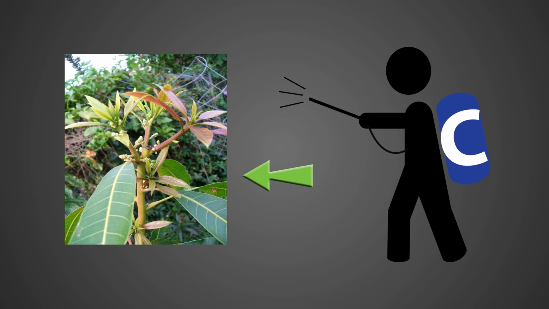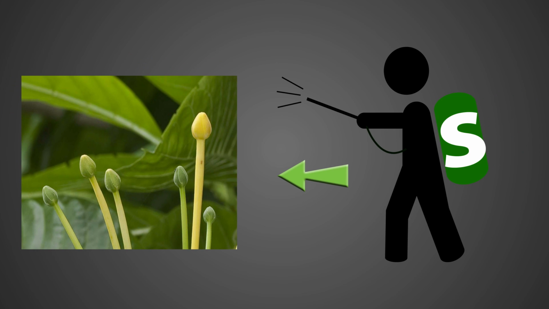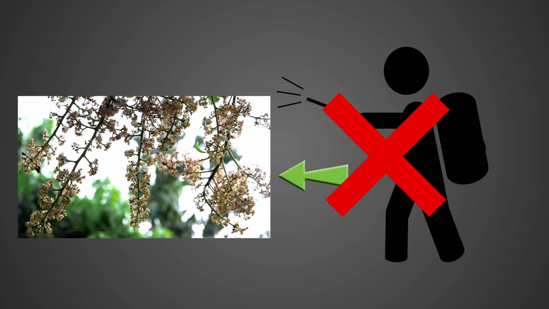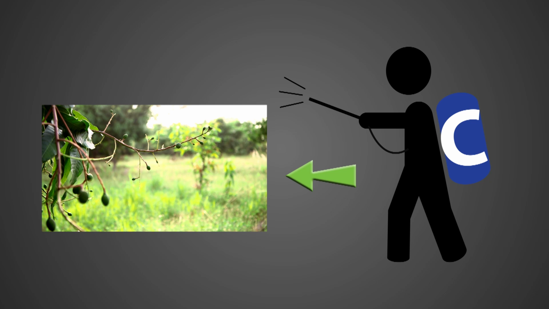When first flushes appear, use copper. Shortly before flowering, take a systemic. During flowering, you should not apply any fungicide at all, otherwise you damage the flower. After flowering, apply a copper spray. From this time on, you continue to spray about every 3 to 4 weeks, alternating systemic and copper.